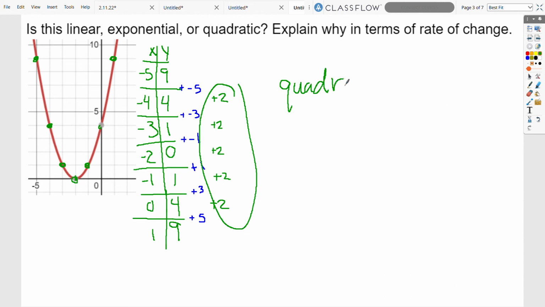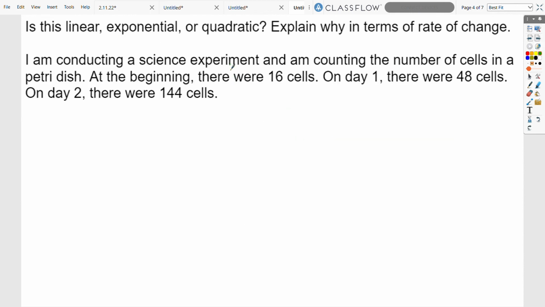So we'll see in the next couple of days that quadratic functions make this parabola shape. Last one, we have a word problem here, conducting a science experiment, counting the number of cells in a petri dish. At the beginning there were 16 cells, and then there were 48, and then there were 144.